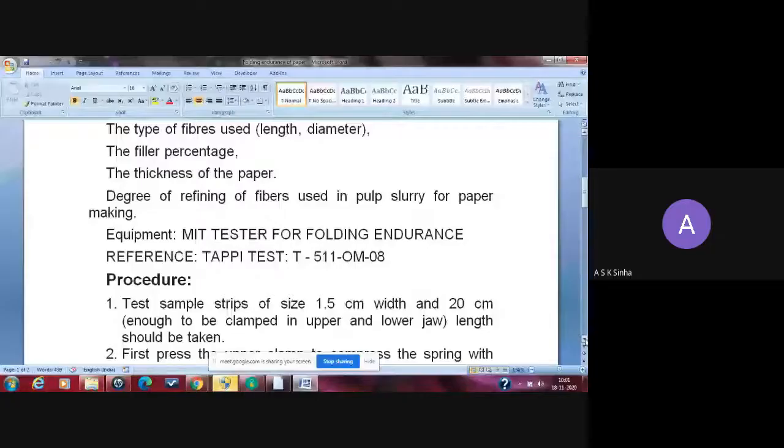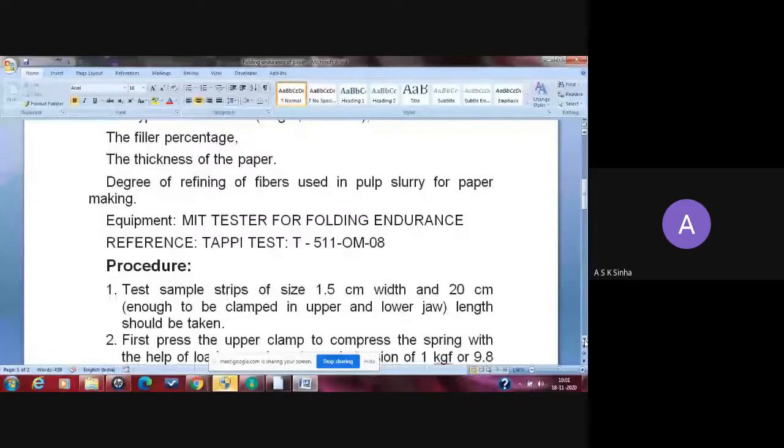If you are increasing the filler percentage, certainly endurance will be reducing, so we have to balance between the other properties like optical properties, surface quality like smoothness, and the strength properties. So if you want to increase the folding endurance in a given quality of paper, certainly we have to decrease the filler percentage or increase the percentage of long fibers.